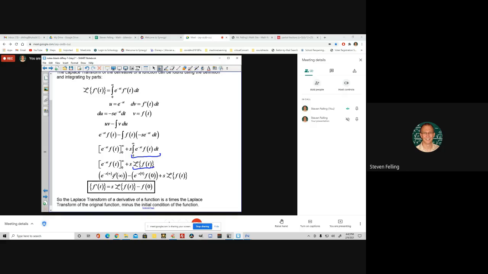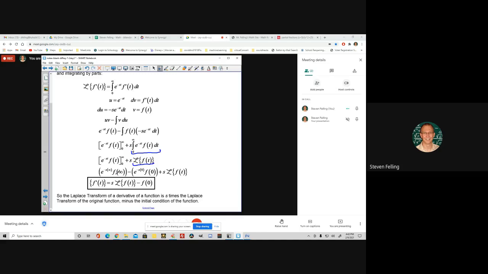And there's a couple of constraints here. I guess this function can't be going to infinity faster than this function is going to 0. But in general, this term goes to 0. And this right here would just be e to the 0 times f of 0, which is f at 0 times 1. So what you get is that if you take the Laplace transform of a derivative of a function, you get s times the Laplace transform of the original function minus the initial condition of the function. Kind of interesting that the derivative is just the original Laplace transform with an extra s, but you have to subtract off y0.